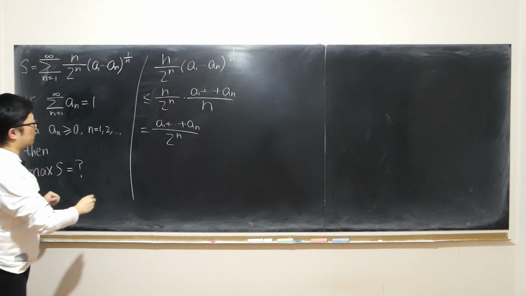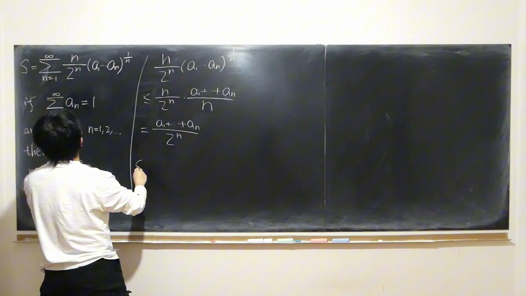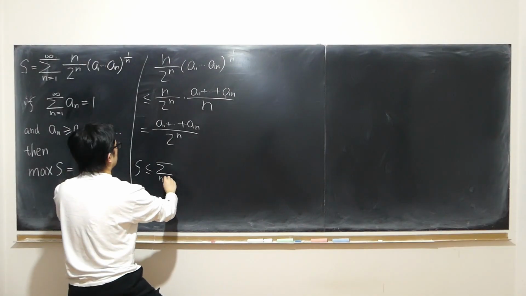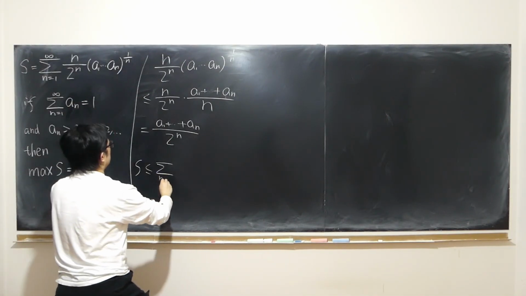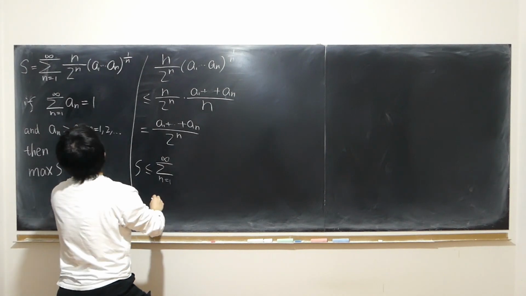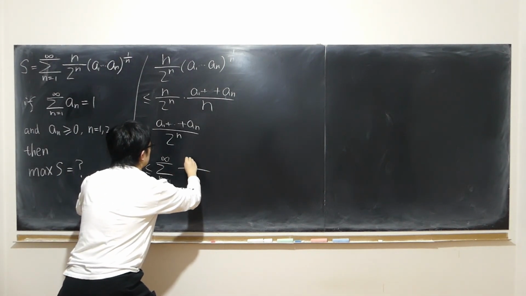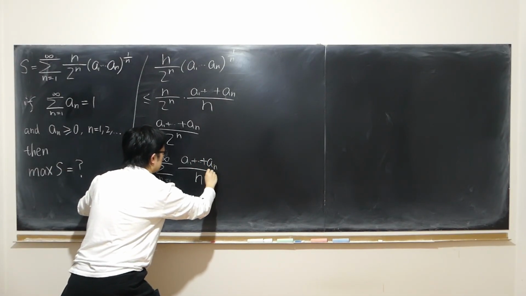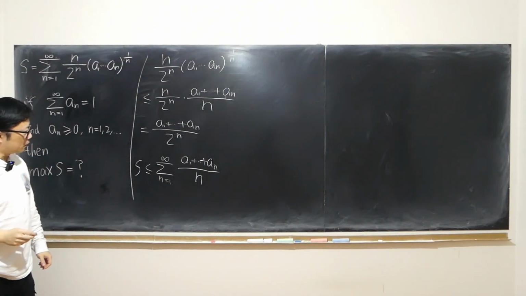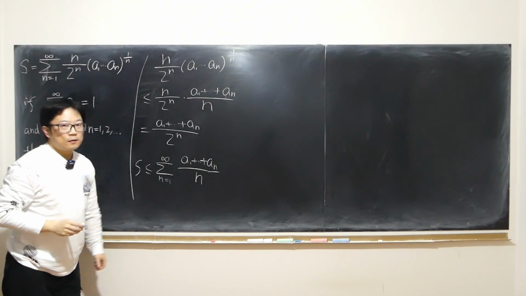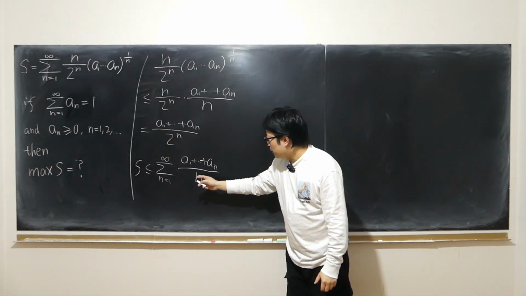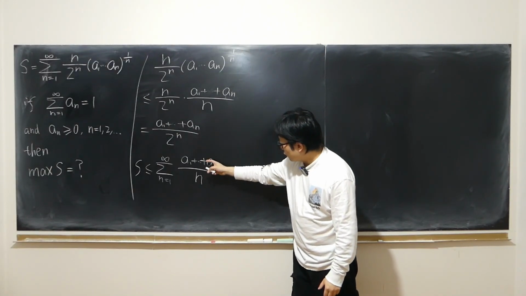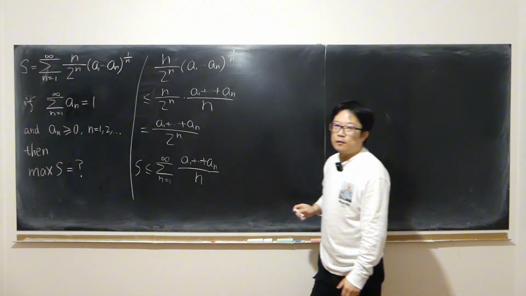Now, this infinite sum, in other words, is less than or equal to the sum from n equals 1 to infinity of (a1 plus all the way to an) over n. Which means the first term is a1 over 1, the second term is a1 plus a2 over 2, the third term is a1 plus a2 plus a3 over 3, and so on and so forth.